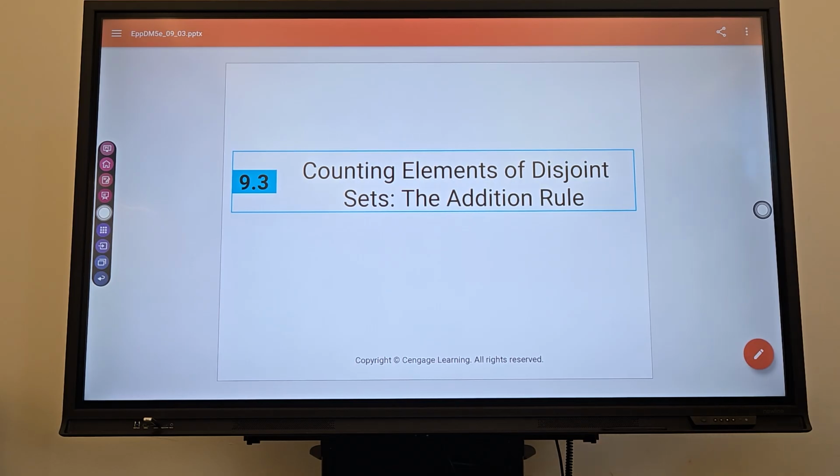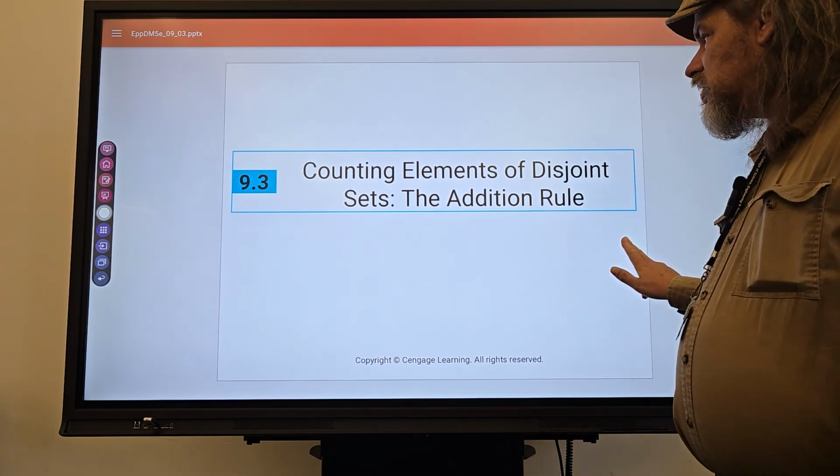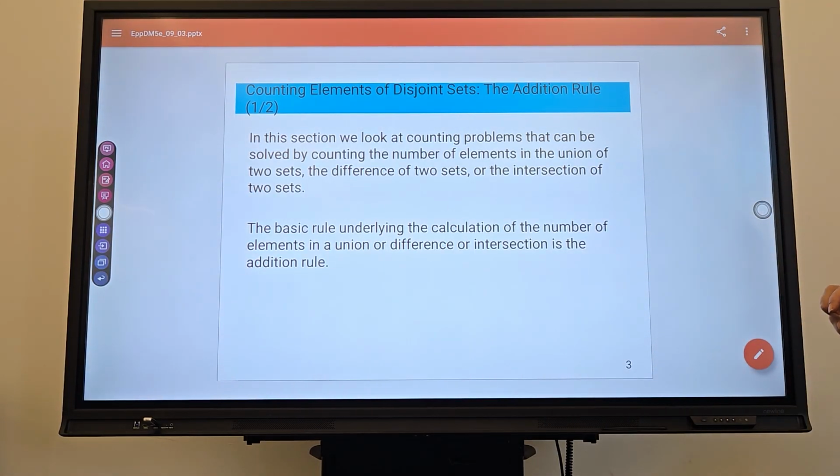Like the set of black cards from a deck of cards and the set of red cards from a deck of cards. They're disjoint sets. There's no commonality between them. So, a little bit of terminology there from chapter 6. In this section, we look at counting problems that can be solved by counting the number of elements in the union of two sets, the difference of two sets, or the intersection of two sets. The basic rule underlying the calculation of the number of elements in a union or difference or intersection is the addition rule.